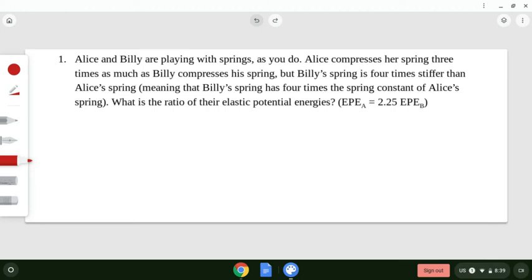This is from the new Chapter 9 study guide. So this is the first problem. This is one of our ratio problems.